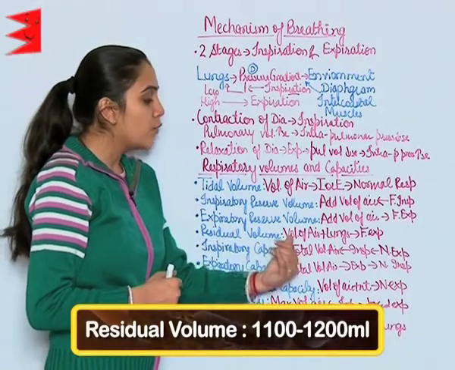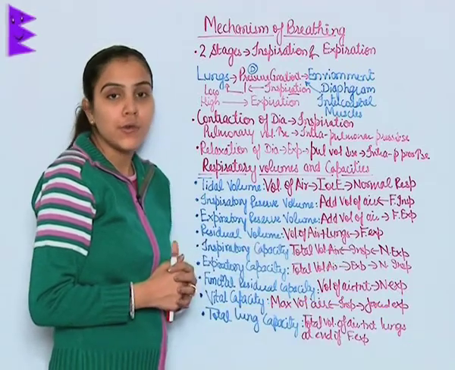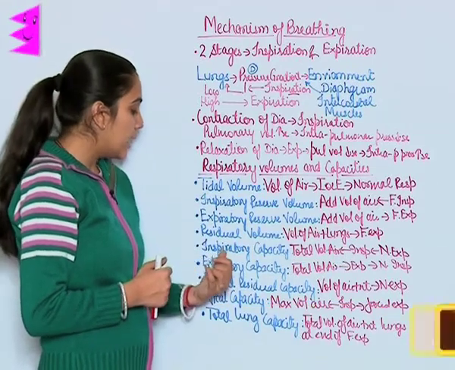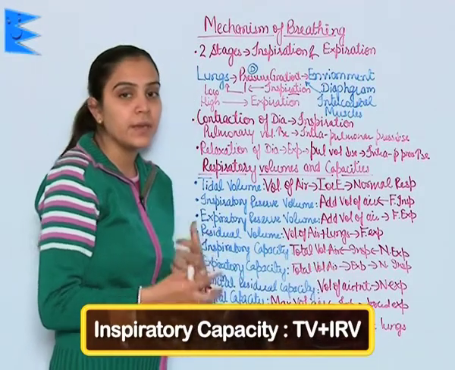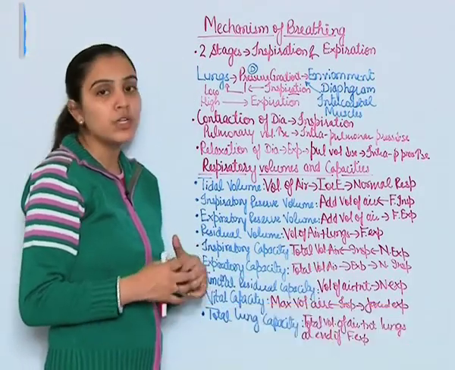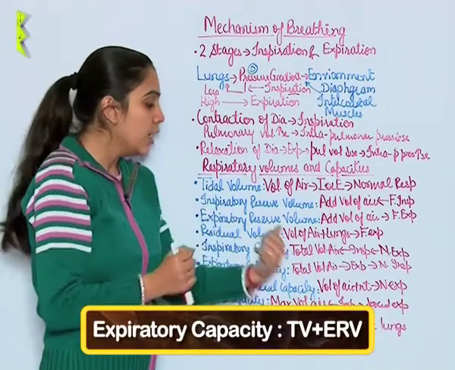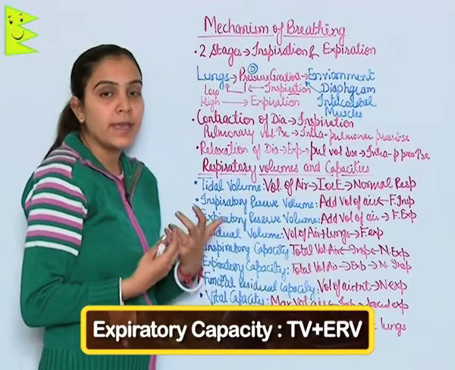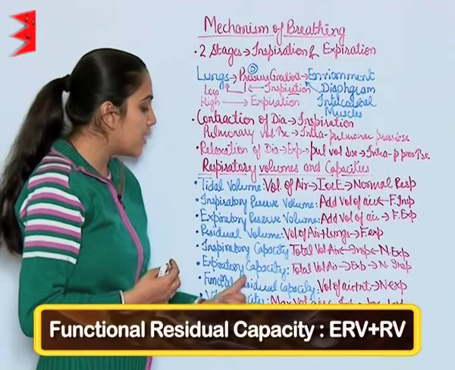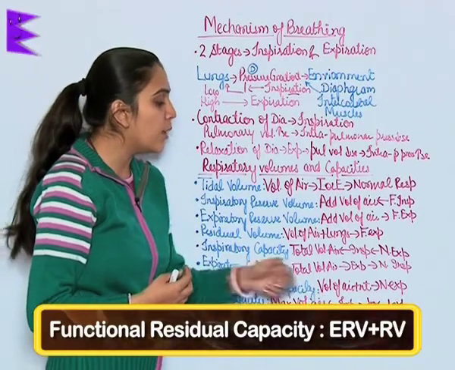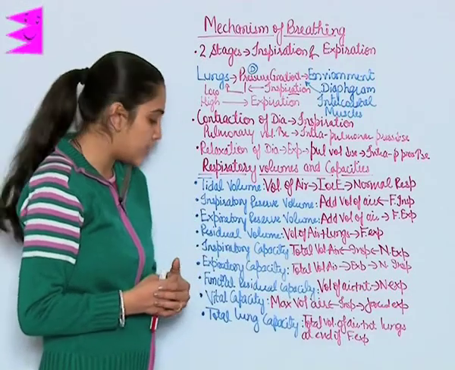Residual volume: volume of air present in the lungs even after forcible expiration. Inspiratory capacity: total volume of air that can be inspired after normal expiration. Expiratory capacity: total volume of air that can be expired after normal inspiration. Functional residual capacity: volume of air present in lungs after normal expiration.